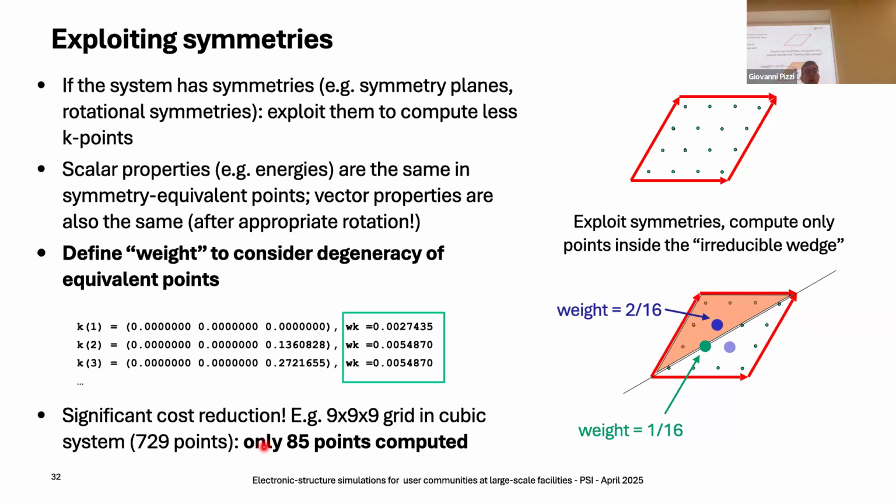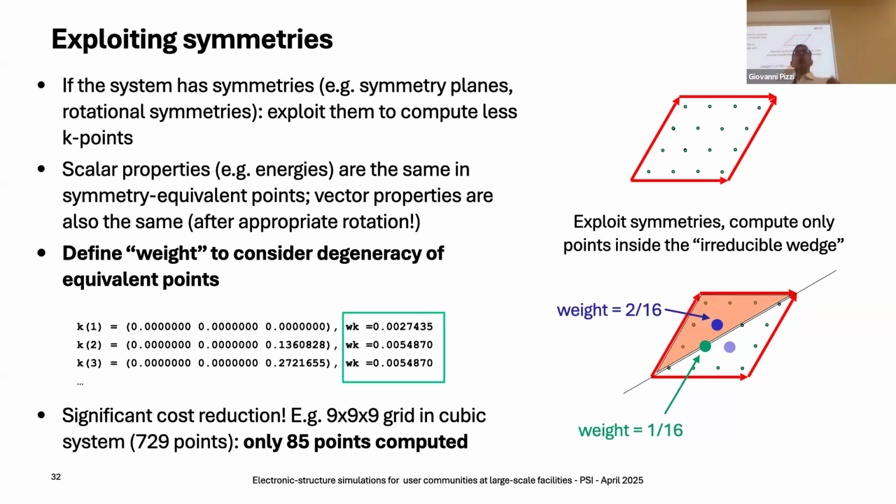For instance, if you do a 9 by 9 by 9 grid in a cubic system, which you will do later actually for gold, this will be 729 points. In reality, the code, thanks to symmetry, only computes 85 points. So, an order of magnitude less calculation in the end. This is very important. Instead of taking a day, it takes 2 hours. It's good. The important thing to know, however, is that every point now has a weight.